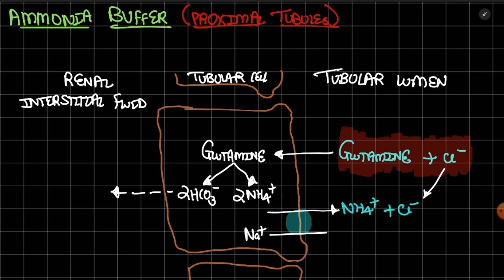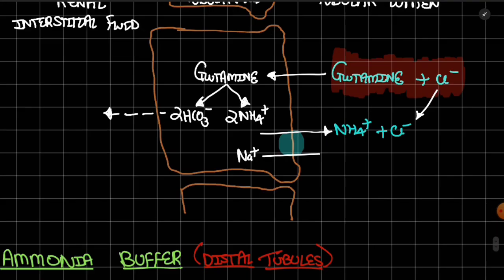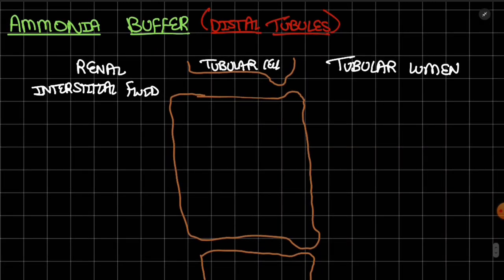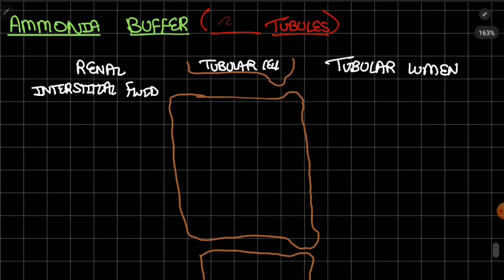Then glutamine plus Cl minus is the buffering agent. That glutamine comes from the tubular lumen itself in the cell, and that Cl minus gets excreted along with that NH4 plus. This was all about the ammonia buffer. Same diagram for the ammonia buffer, but in the collecting duct, not the distal tubules.